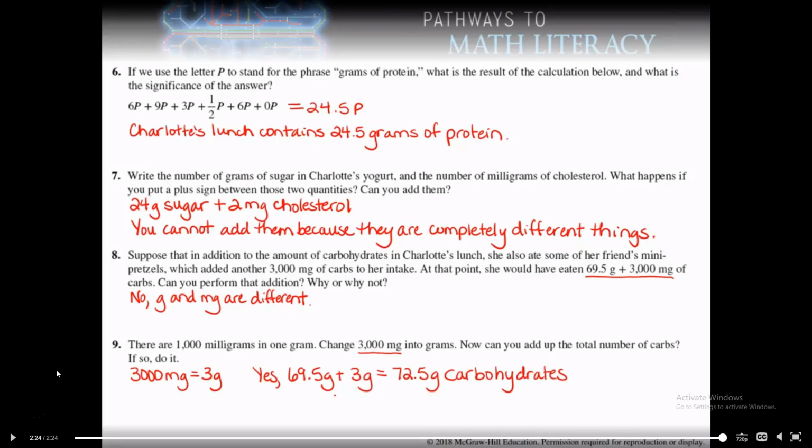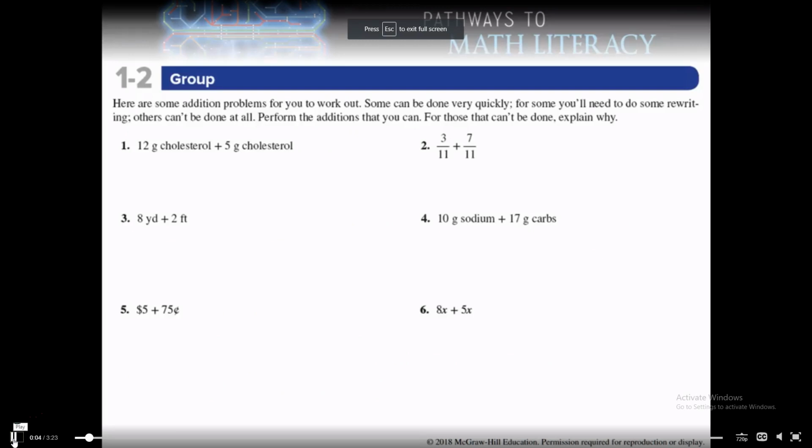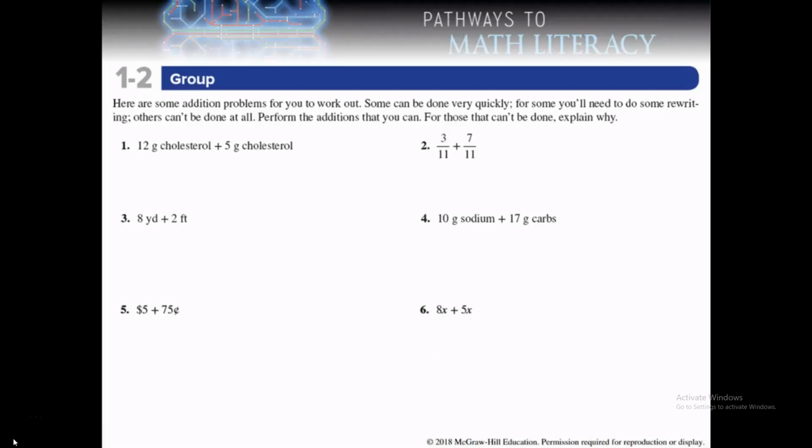Here we're supposed to add the quantities if we can, and if not, explain why. In number 1, 12 grams of cholesterol plus 5 grams of cholesterol. Well, yes, those are both counting the same type of thing, and so we can add them together and get 17 grams of cholesterol. In number 2, 3/11ths plus 7/11ths. Well, in fractions, the denominator is the type of thing that you're trying to add. So we have 3/11ths plus another 7/11ths, so the total would be 10/11ths.